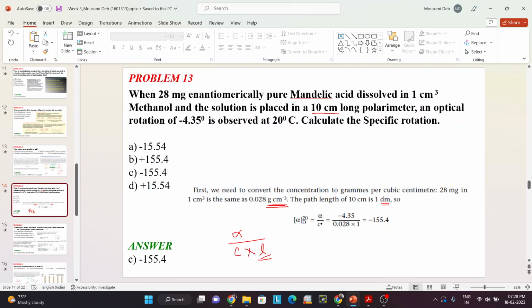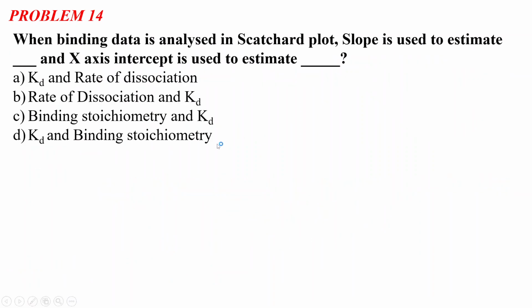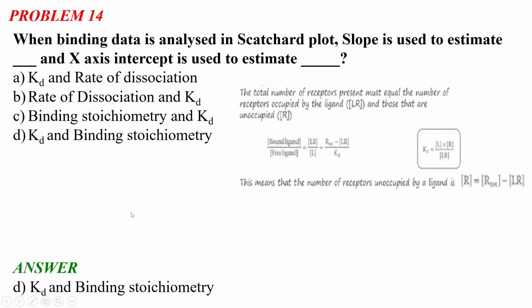Okay, so we will move toward the problem which we were discussing, problem number 14. The correct answer is option D. In the binding data analyzed by the Scatchard plot, the slope is used to estimate the KD, and the x-axis intercept is used to estimate the binding stoichiometry.